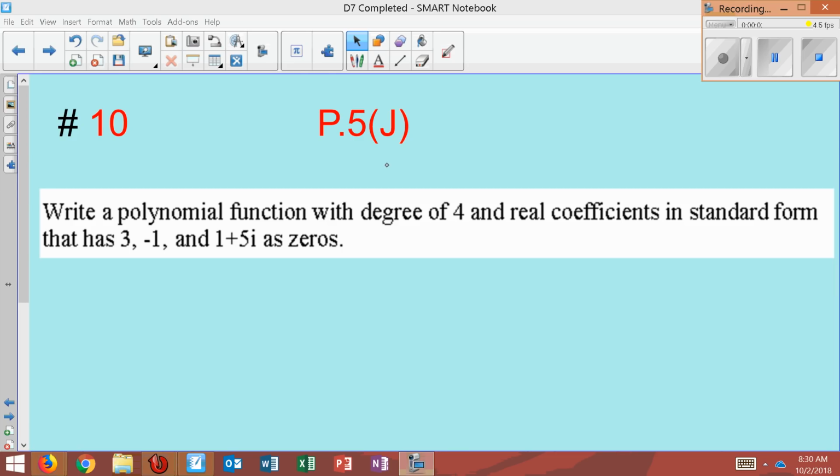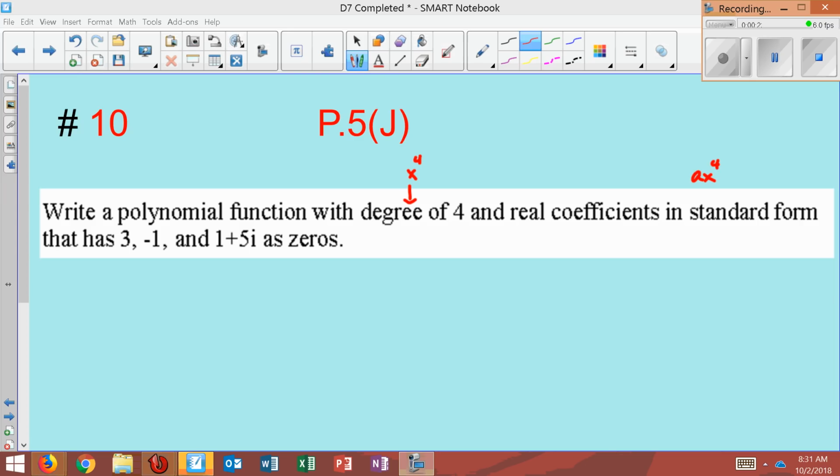Number 10, write a polynomial function with degree 4 and real coefficients in standard form that has 3, -1, and 1 plus 5i as zeros. Now remember, degree just means it's talking about the highest power. Since it's 4, it'll be x to the 4th. Standard form is ax to the 4th plus bx to the 3rd, all the way down. So that's the form we're going to have.